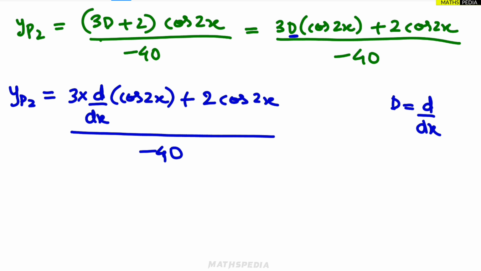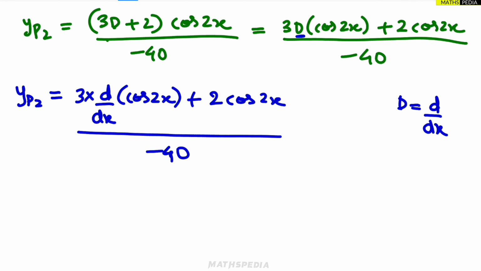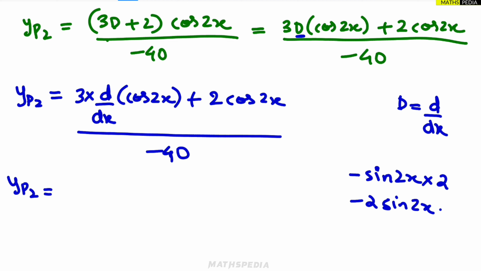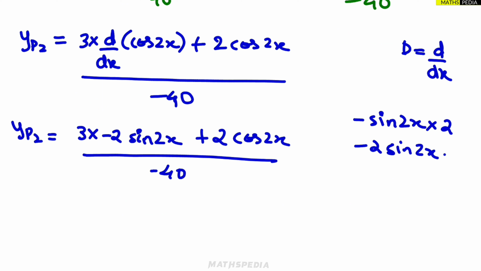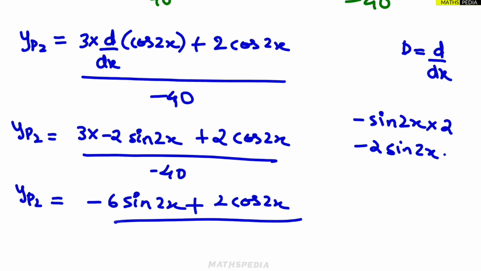Okay. Now what is the differentiation of cos 2x? Differentiation of cos 2x is minus sine 2x into differentiation of 2x, which is 2. So minus 2 sine 2x. Okay. So it will be 3 into minus 2 sine 2x plus 2 cos 2x divided by minus 40. Now d value is gone. So you can directly write the answer as minus 6 sine 2x plus 2 cos 2x divided by minus 40.